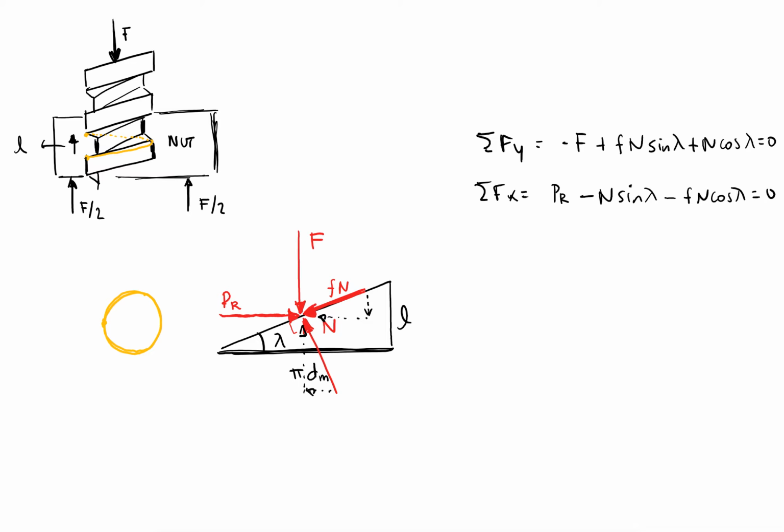And since I don't know what the normal forces are, I can just solve for n from one of these equations and substitute in the other equation. What I end up with is being able to solve for PR, which would be equal to F sine of lambda plus f cosine of lambda over cosine of lambda minus f sine of lambda. Okay, that would be R.